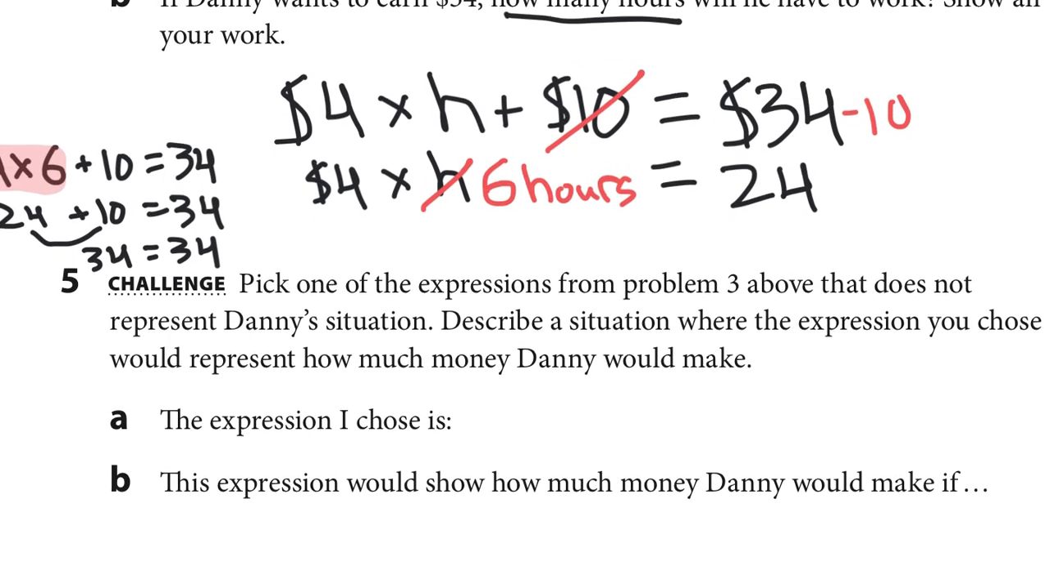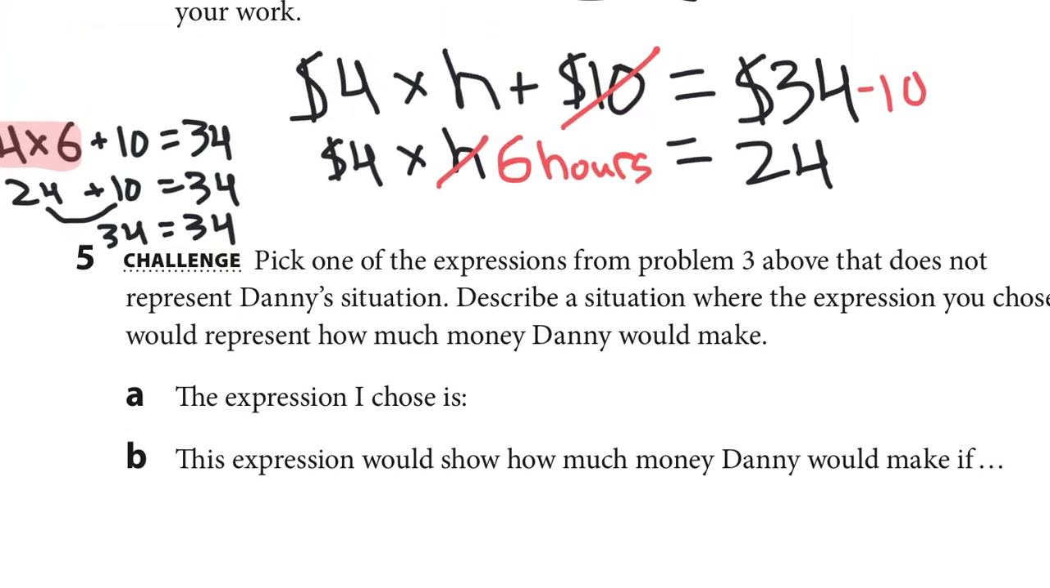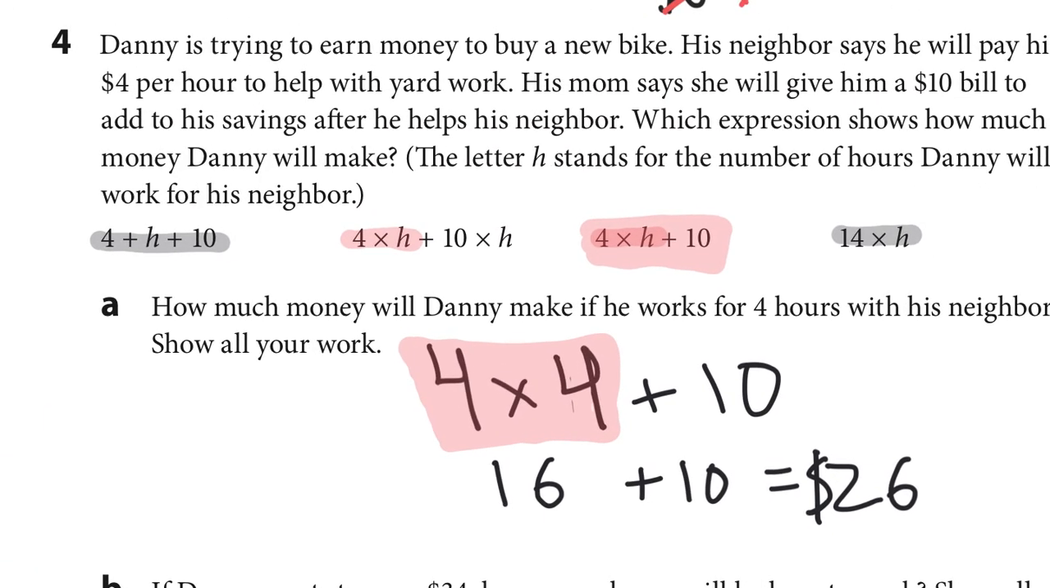Let's take a look at this challenge problem. It says pick one of the expressions from problem 3 above that does not represent Danny's situation. Describe a situation where the expression you chose would represent how much money Danny would make. So if I go up here and I look at any of the other 3 choices, let me put a little green around them. So it could be that one, we could do that one, or we could do that one. Well, to me, if I look at that one, that's the easiest. I don't want to do that one. That one says 14 times time. So that would be if you get $14 every hour. That's your equation. I don't want to do that one.